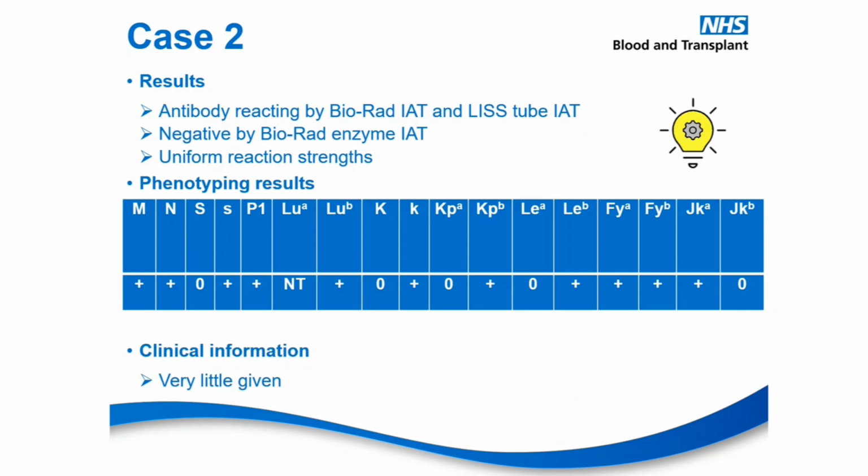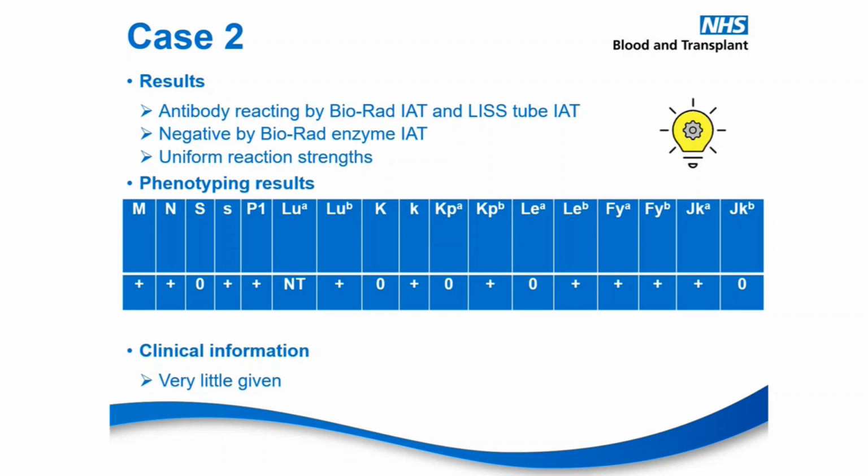So in cases like these, looking at the reactivity pattern can give you clues as to what the antibody specificity might be. Looking at what we already know, the antibody is reacting by Bio-Rad IAT and by LISS-tube IAT, but it's not reacting in the enzyme IAT. So whatever it is, this antigen is enzyme labile, so we can't pick it up with the enzyme results. That's a big clue as a starting point.